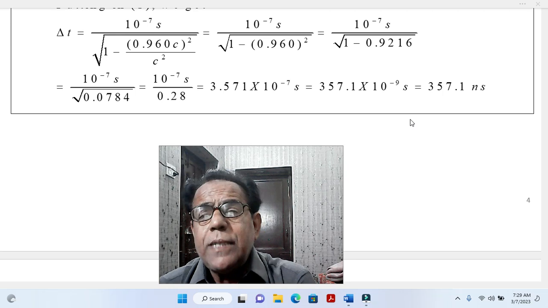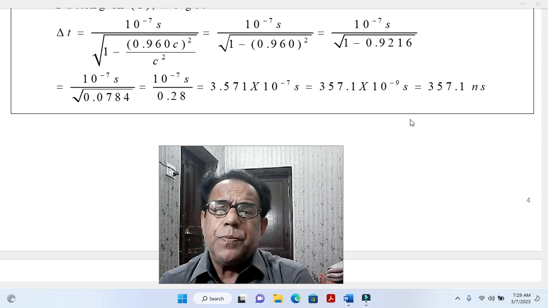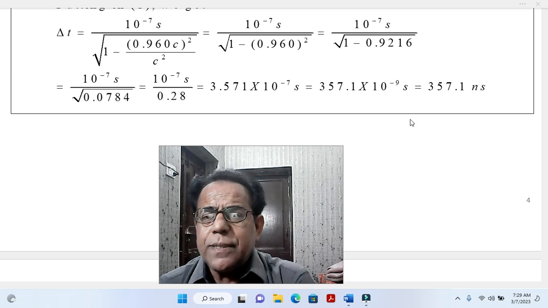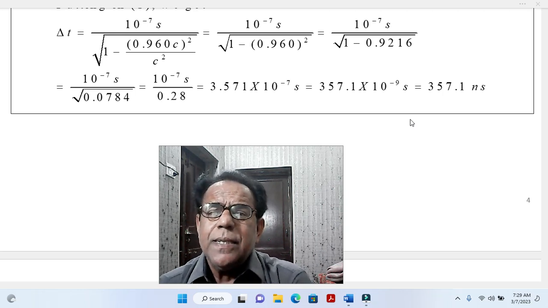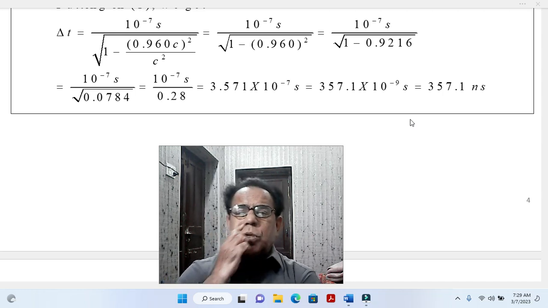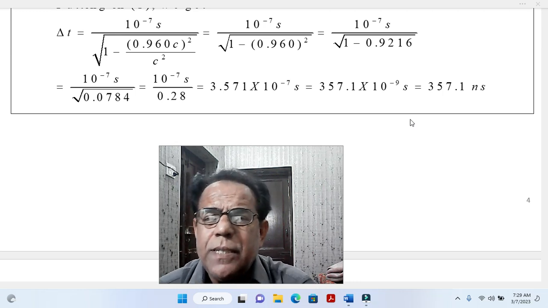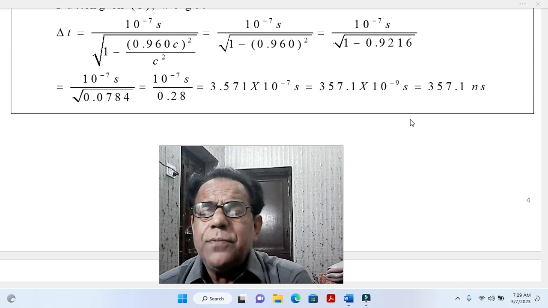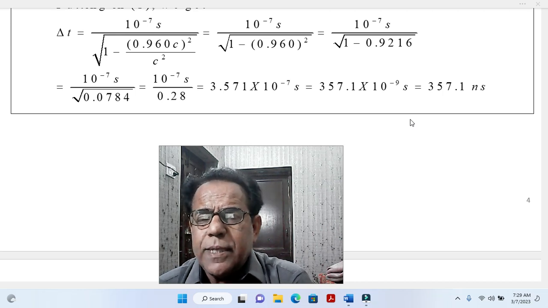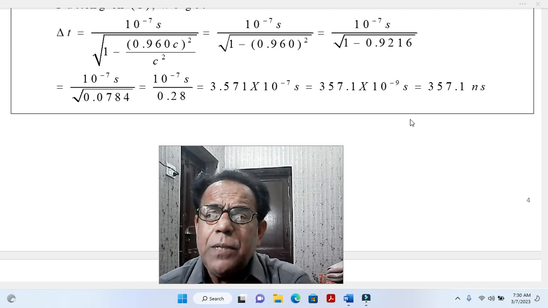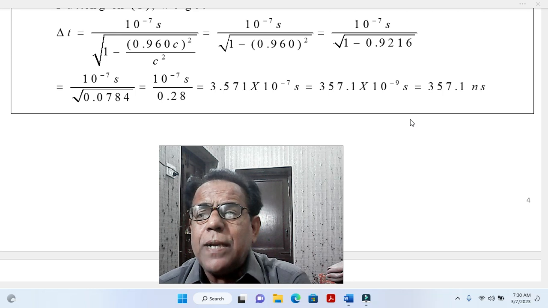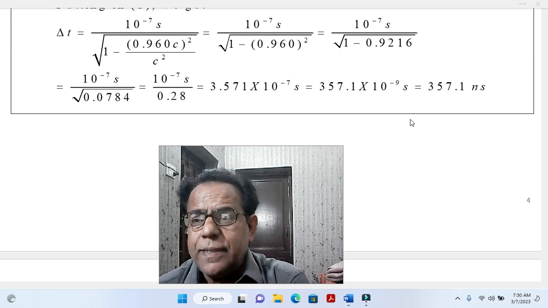Dear students, here we can directly calculate its value from a calculator, a manual calculator or the calculator given in the computer. There are other means to find out this value, but in the presence of a calculator, we do not need to go to an alternate method. So this becomes equal to 3.571 into 10 raised to the power minus 7 second.